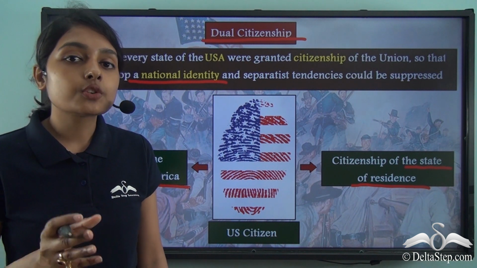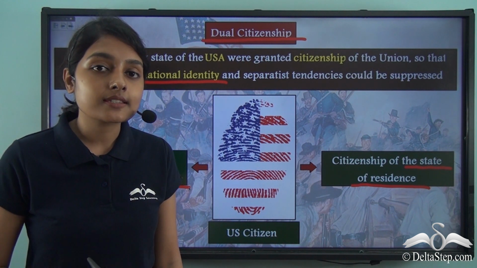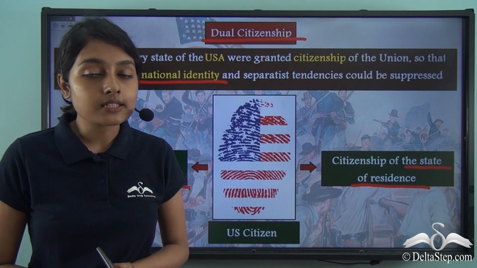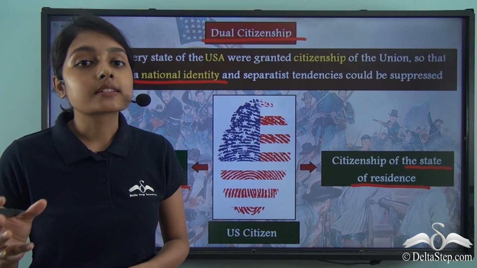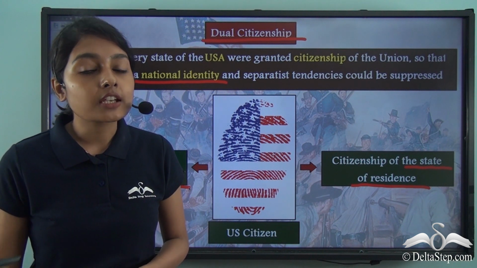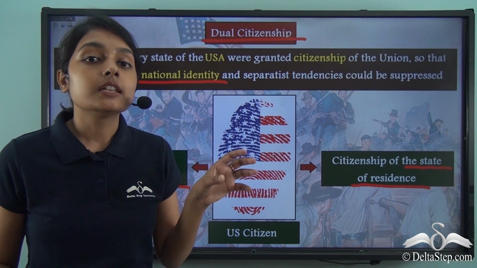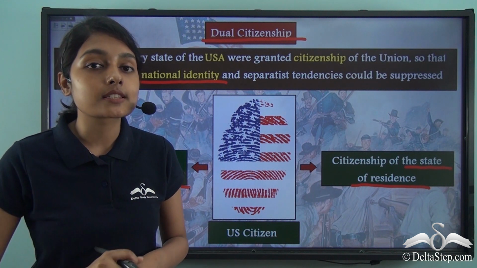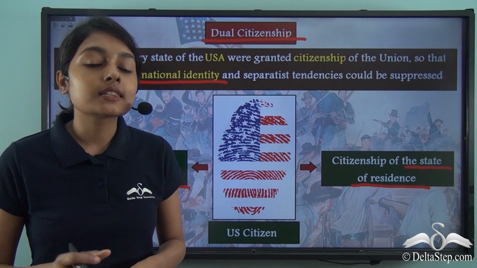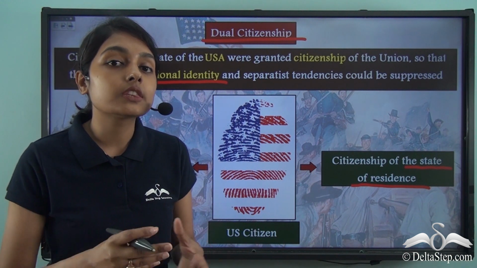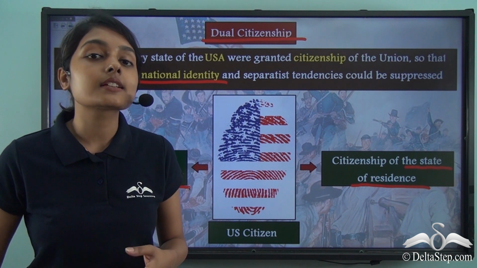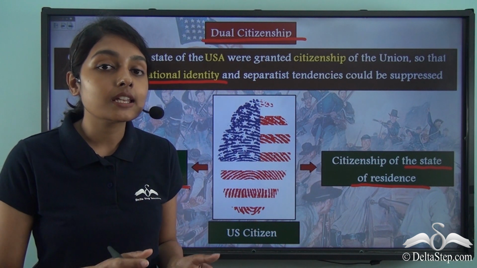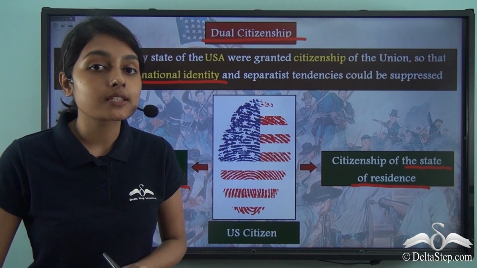Now considering you still live in the state of Texas, after this idea of dual citizenship was implemented, you would become a citizen of both the state of Texas and the United States of America. So you would hold dual citizenship in the country, and in this way you would feel one with the nation, or you would feel a sense of belonging to the nation. You will not feel alienated from the concept of the nation itself.